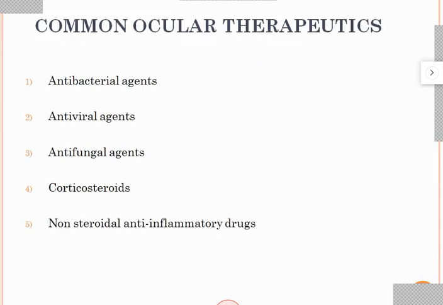And then coming to the common ocular therapeutics, commonly used drugs in ophthalmological practice. One is antibacterial agents, antiviral agents, antifungal agents, corticosteroids, non-steroidal anti-inflammatory drugs. Other drugs are also there, anti-glaucoma drugs, mydriatic drugs, and tear substitutes also. They are used to treat dry eye.